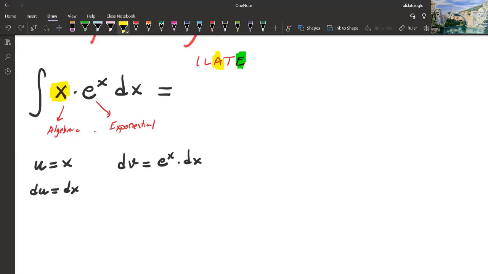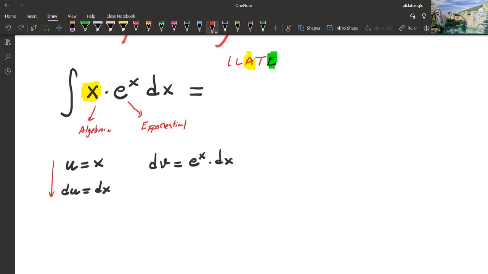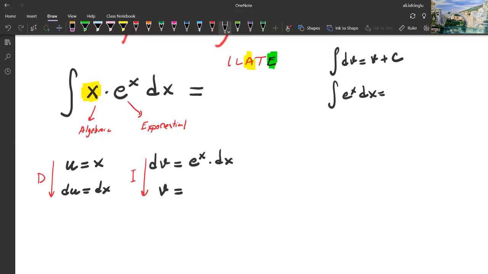How can I find v? In this operation, we used derivative rules, differentiate d. Here, you need to integrate. In order to find v, you need to take the integral of both sides. The integral of dv is v. You know that the integral of dv is v plus c. No need to write c there. What about the integral of e to the power of x dx? It's easy. It's a basic integral, e to the power of x plus c. Just we will write e to the power of x.